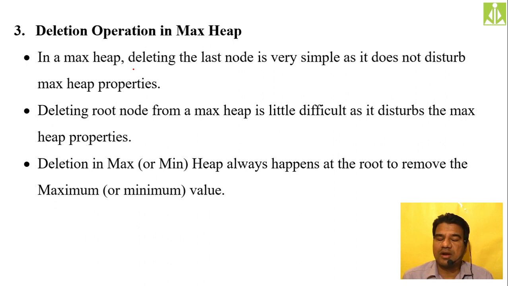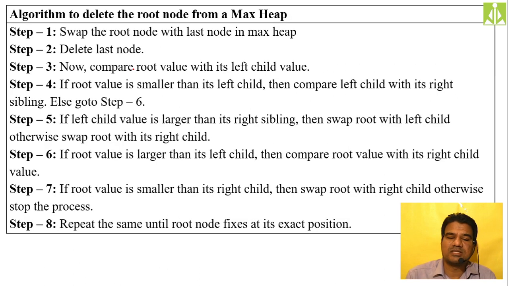So how are we deleting that one? Simply find the last leaf node, and swap the root node with the last leaf node. Then what we have to do? Delete that leaf node. And after that, perform the comparison and swapping until your tree data structure, or heap data structure, formulates itself.